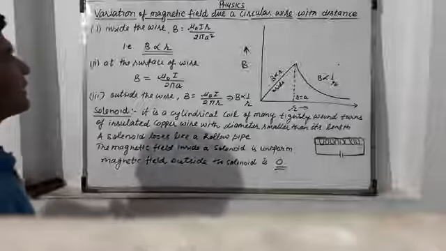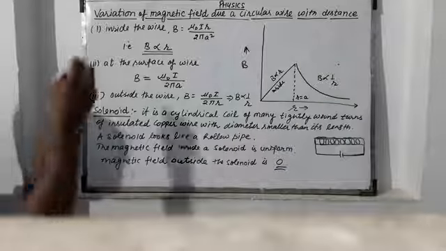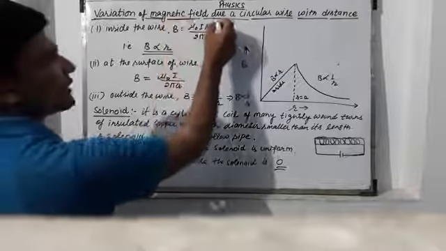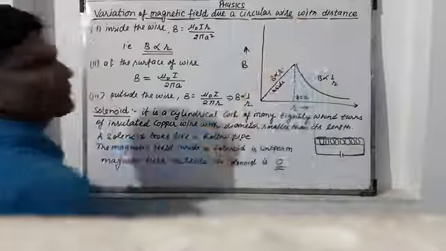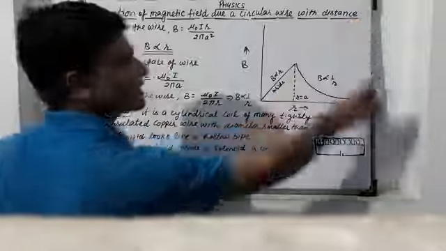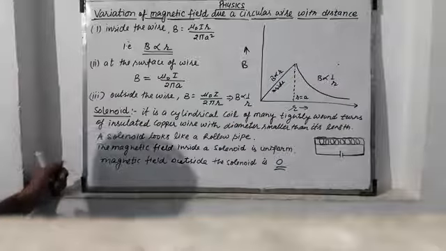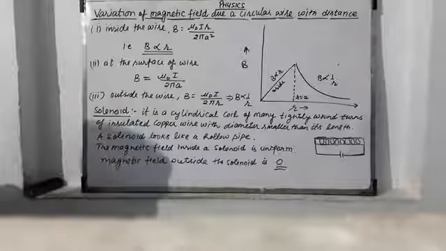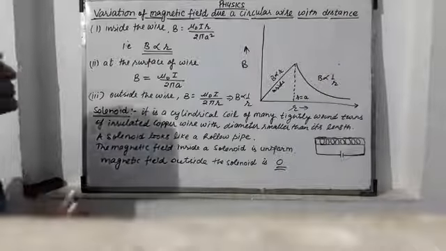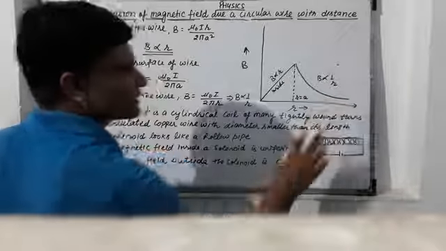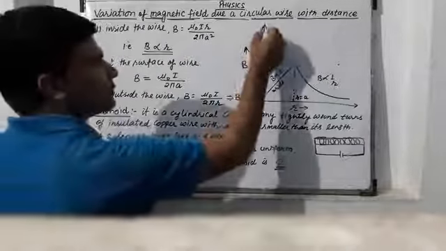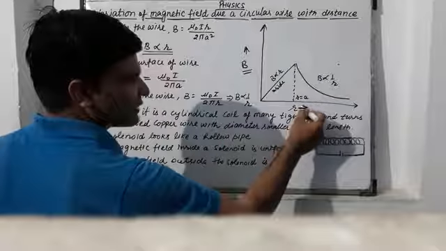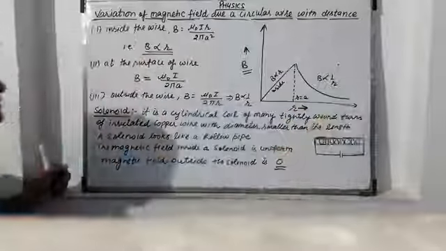Good morning, students. In this lecture, we start from the variation of magnetic field due to a circular wire with distance. Okay? Variation of magnetic field with distance. For this, the graph is there. Magnetic field on the y-axis and distance r on the x-axis.